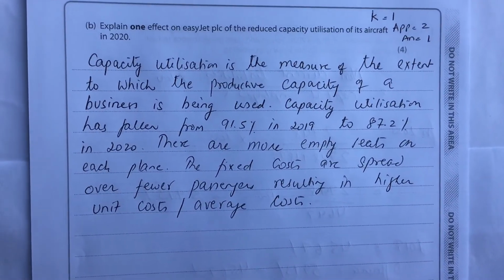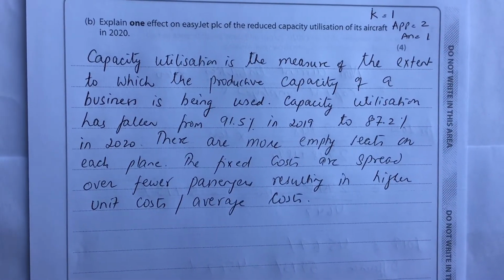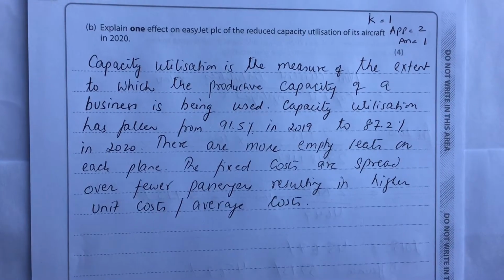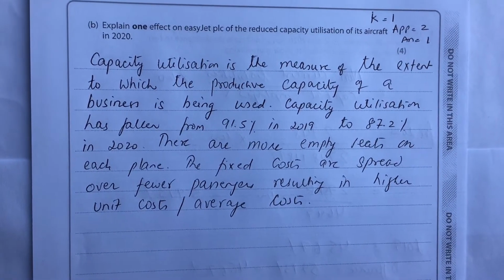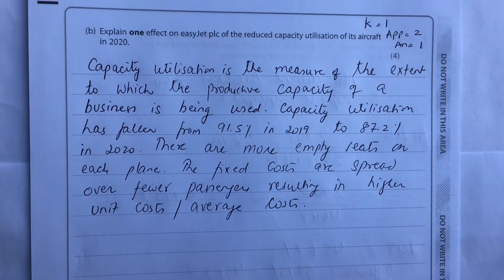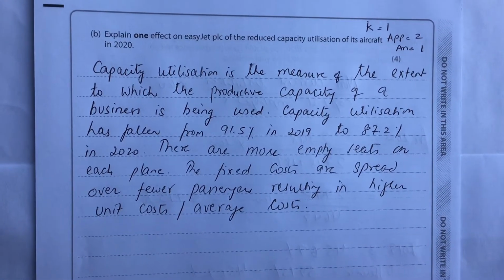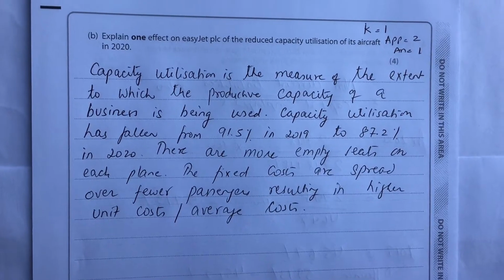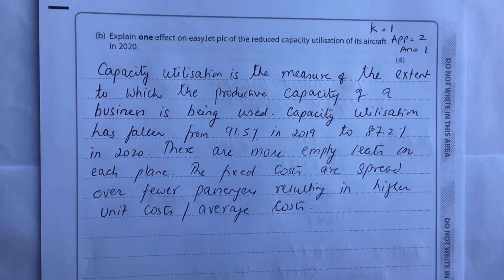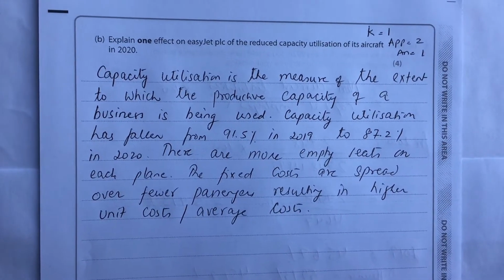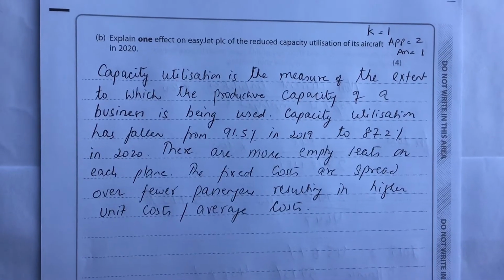Next is the 4 marker. Explain one effect on EasyJet PLC of the reduced capacity utilization of its aircraft in 2020. So for a 4 marker, knowledge mark is 1. So give some formula, give some knowledge, give some definition. Application is 2. So pick 2 points from the extract, and analysis is 1.